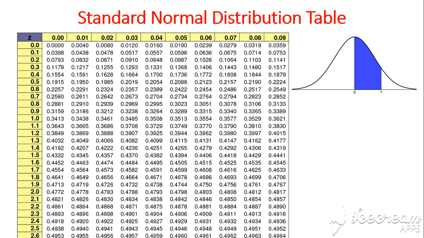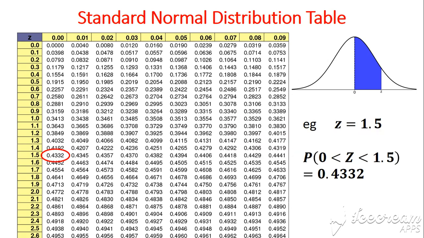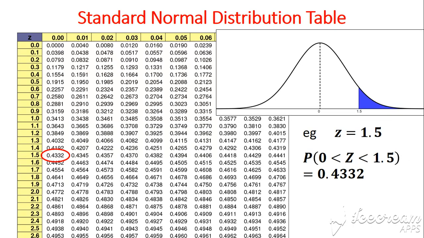All right, let's go back to these tables and remind you how to use them again. That was the formula, by the way, that we used to get these probabilities. Let's not worry about that. So what if Z was 1.5? We'd get 0.4332. What if Z was 1.57? We'd get 0.4418. What if Z was 0.32? We'd get 0.1255.